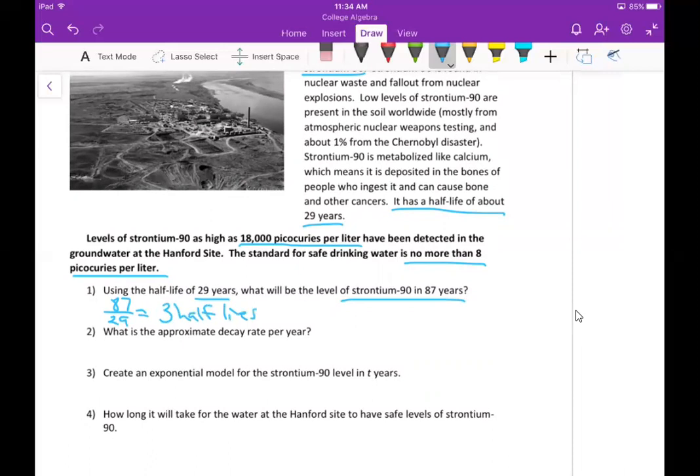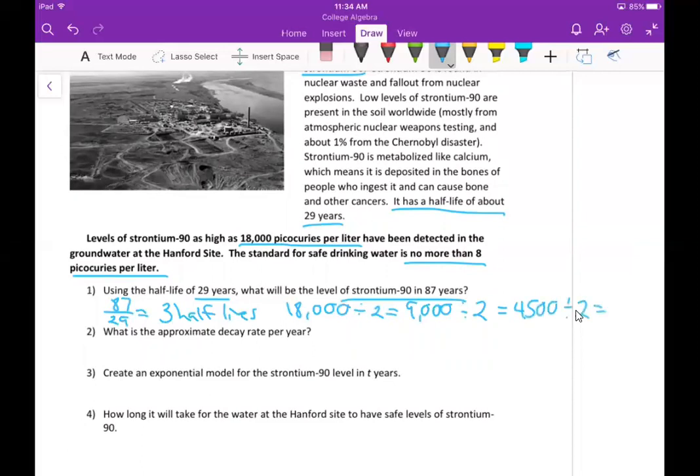Okay, so we don't even have to set up an equation for this one if you don't want to. Just take 3 half-lives later from 18,000. So it gets divided by 2 once, and 1 half-life will be down to 9,000. So we're only down to 9,000 in 29 years. 29 more years later, 2 half-lives later, and we're down to 4,500.